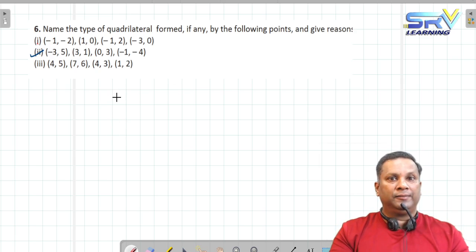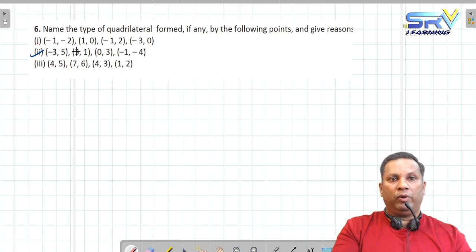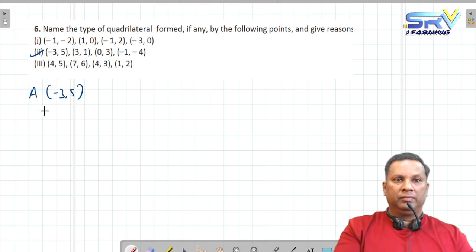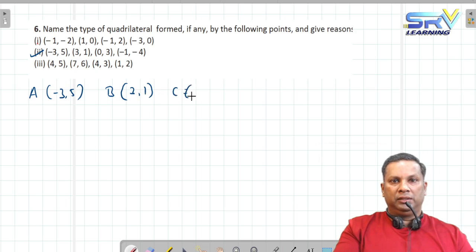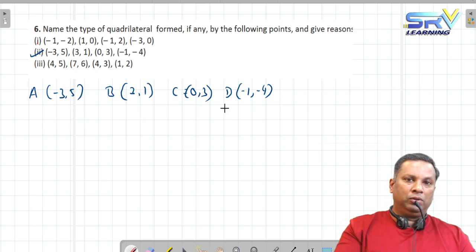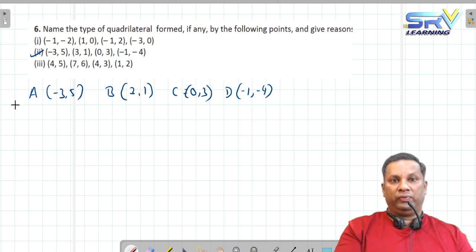So how will we find out? Let the points be ABCD. First, assume that A is (-3, 5) and B is (3, 1), C is (0, 3), and D is (-1, -4). Okay, now let us go ahead and see what kind of quadrilateral is being formed. So what do we have to do?